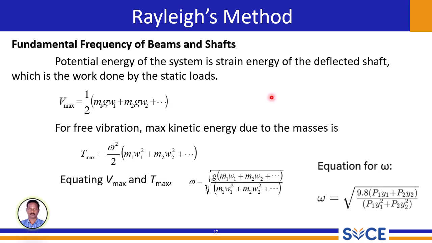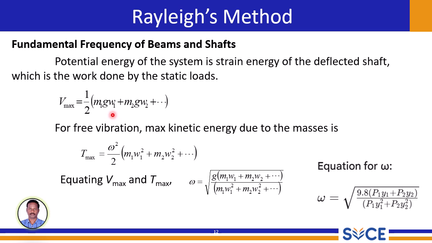Building upon our idea of using the static deflection curve, in this slide we show how to formulate the potential energy and kinetic energy for a beam with several lumped masses. The potential energy stored in the system is essentially the strain energy of the deflected shaft. As we discussed, it is approximated by the work done by the static loads as they move through the static deflections. Here it is represented as Vmax, the maximum potential energy, which is given by one half times the sum of the product of each mass weight and its corresponding deflection.